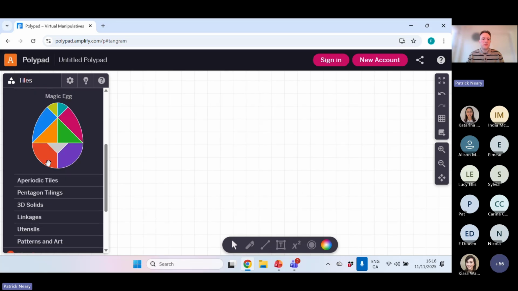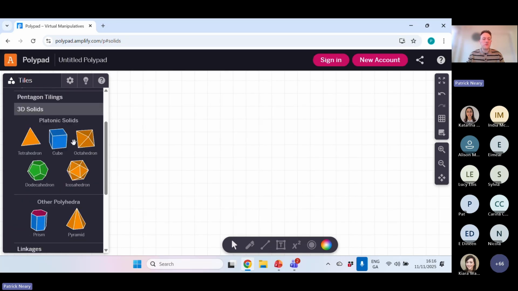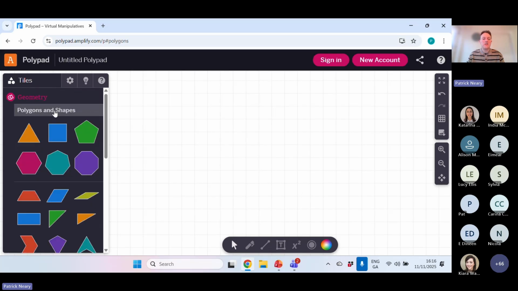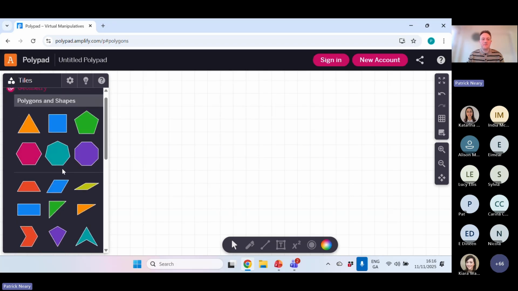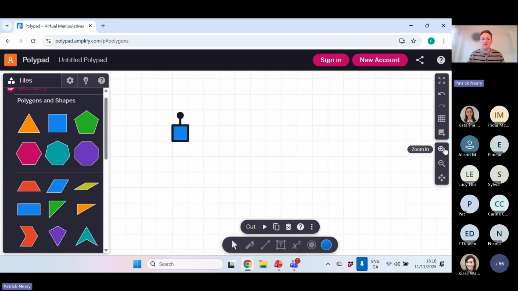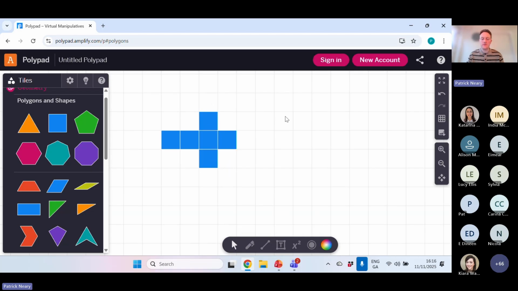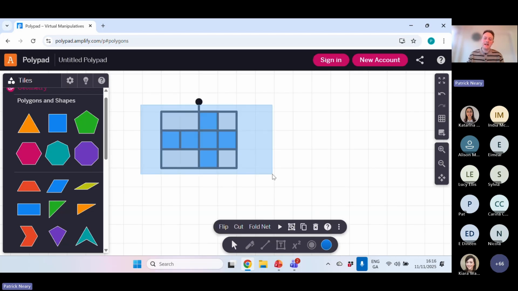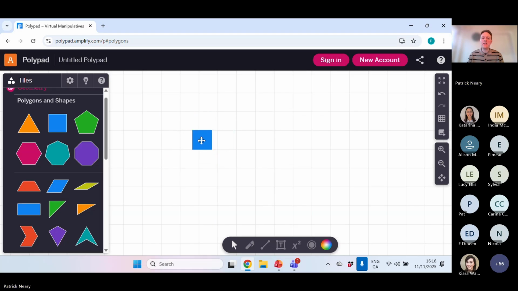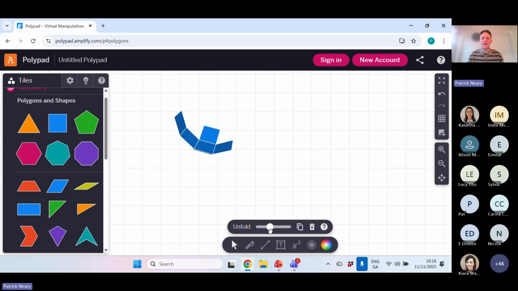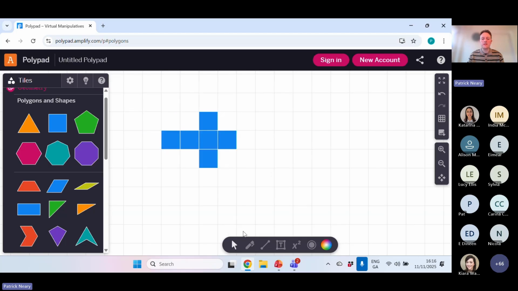Next is the 3D shapes, and this is one again that works very well on devices and for when you're exploring maybe building nets. So on the Polypad, you can build 3D shapes from the 2D pieces. So here I've made the net of a cube, and if I select them all and click Fold Net, it'll fold them in to make the 3D cube. And you can unfold gradually to see what it looks like. You can also pick different squares.